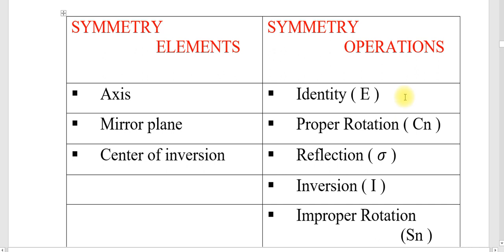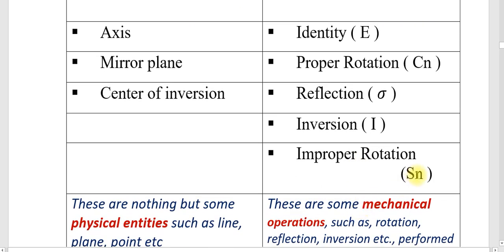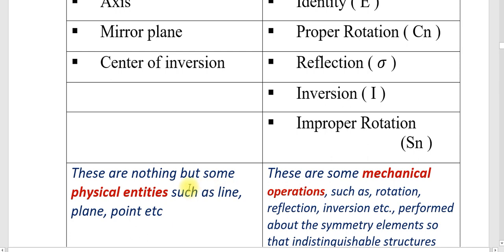Anyway, I will just say what the symmetry operations are that can be applied to any molecule. First one is the identity operation E, then the proper rotation Cn, the reflection sigma, inversion i, then improper rotation, which is represented by the letter Sn. Symmetry elements are physical entities such as a line, plane or point. But symmetry operations are mechanical operations, such as a rotation applied to that orientation, or reflection, or inversion.